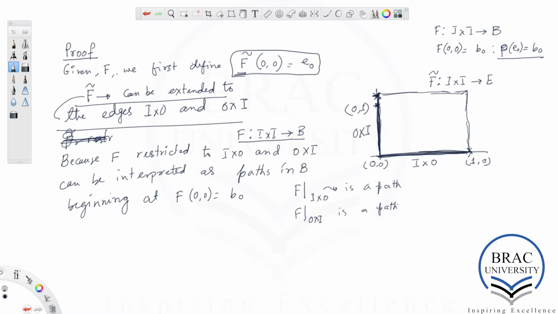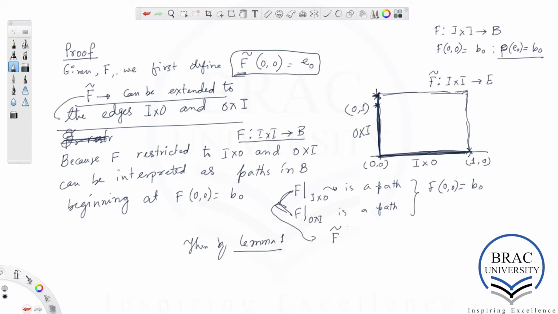And both these paths start at f of 0, 0 is equal to B0. Then by lemma 1, these paths have unique extensions, right? Which we denote by f tilde, right?